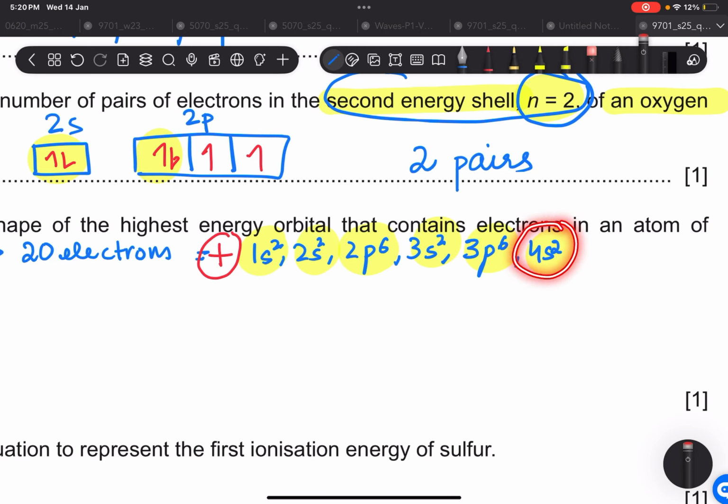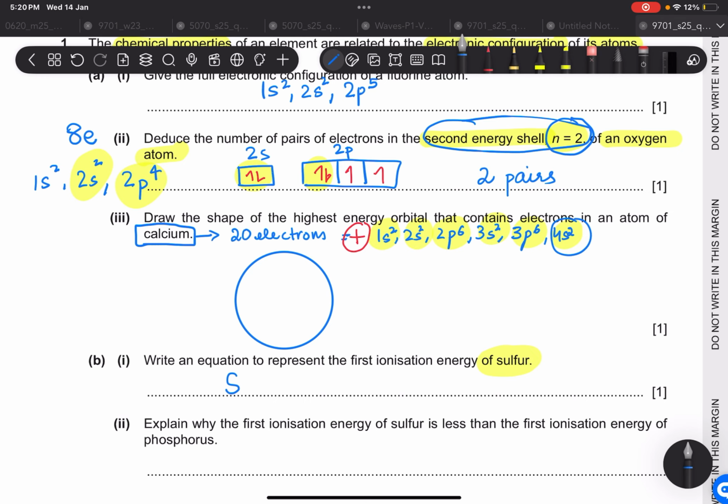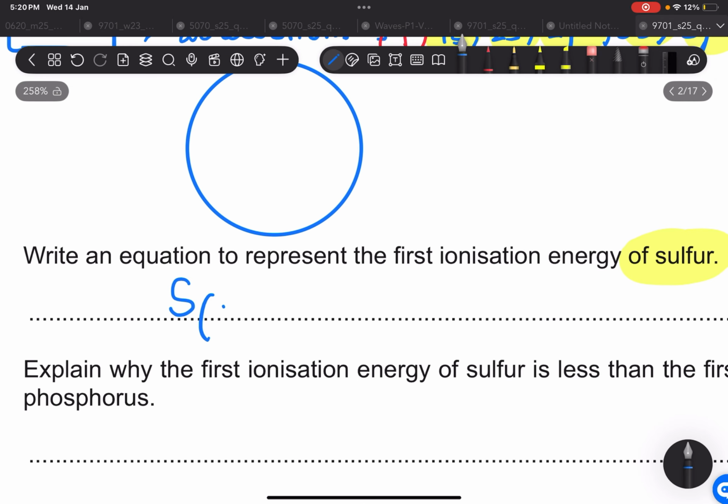Write an equation to represent the first ionization energy of sulfur. Okay, the first ionization energy means that you have a sulfur atom, which is going to be in gaseous form, okay? And then what's going to happen is that you pluck out one electron from your sulfur atom and you make it a S+ ion, which is going to be in gaseous form, plus 1 electron that you plucked out of it. 1 electron that you are going to pluck out of your sulfur gaseous atom. These state symbols here are absolutely necessary for you to gain the marks.